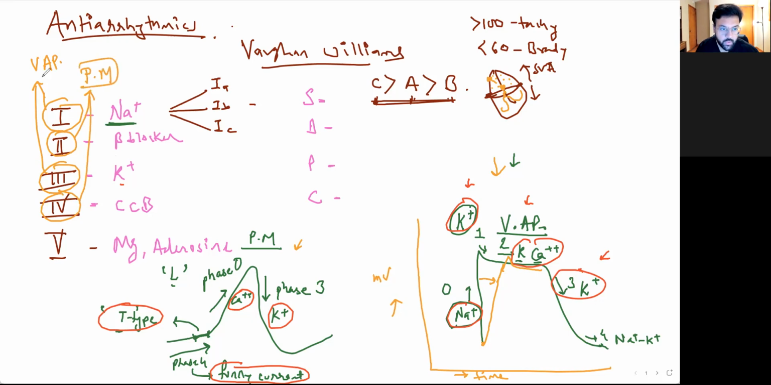So if they talk about all the crazy slopes, please think class 1 and class 3, think about the slopes of the ventricular action potential. Class 2 and class 4, think about the slopes of the pacemaker potential. It's not difficult to understand because in class 1 we are blocking sodium. That's why the phase 0 slope will go to the right side. In class 3 we are talking about potassium channel blockers, so the phase 3 slope will shift to the right side.